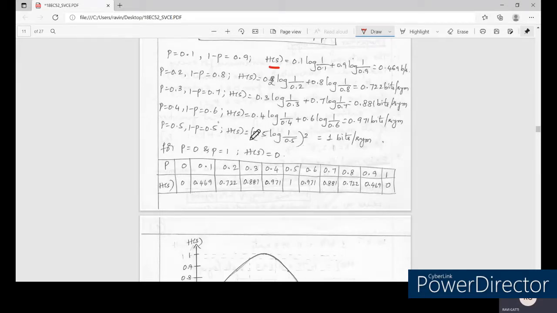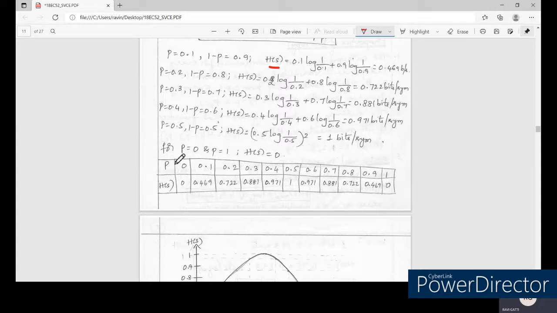So if I put this in a tabular column with the probability values and h of s, I get: when p is equal to 0, h of s will be 0; when p is 0.1, it is 0.46; when p is 0.2, it is 0.72; when p is 0.5, it is 1; when p is 0.6, it is 0.972; and when p is 1, it is 0.